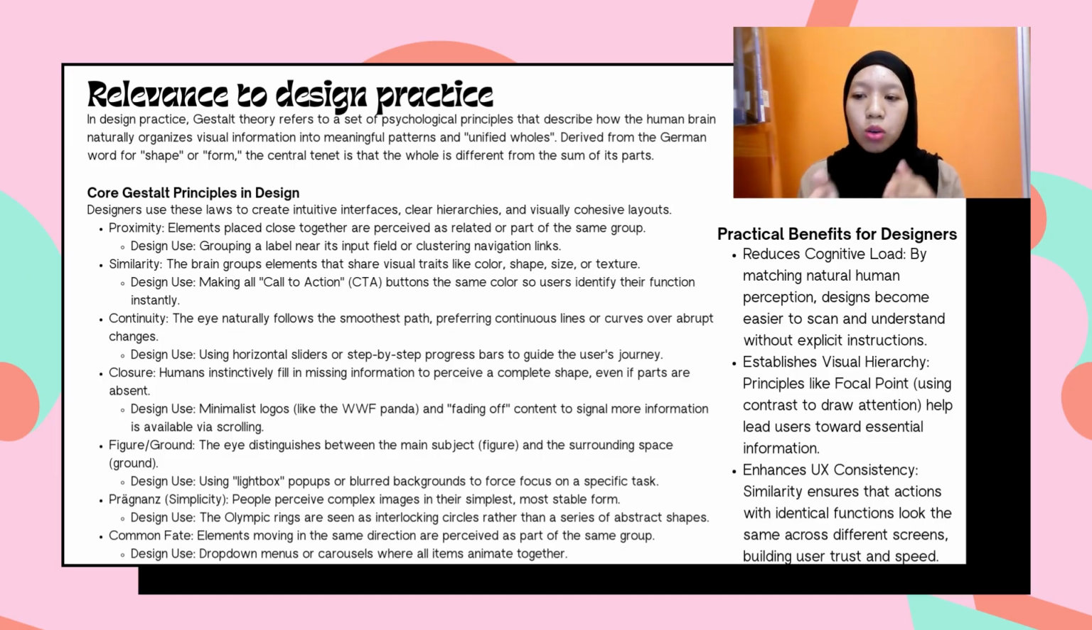Similarity. The brain groups elements that share visual traits like color, shape, size, or texture. Next, continuity. The eye naturally follows the smoothest path, preferring a continuous line or curve over abrupt change. And next, closure. Humans instinctively fill in missing information to perceive a complete shape, even if parts are absent.